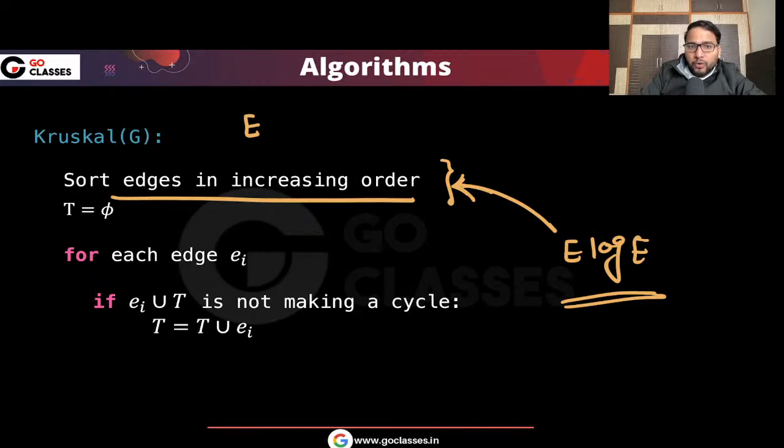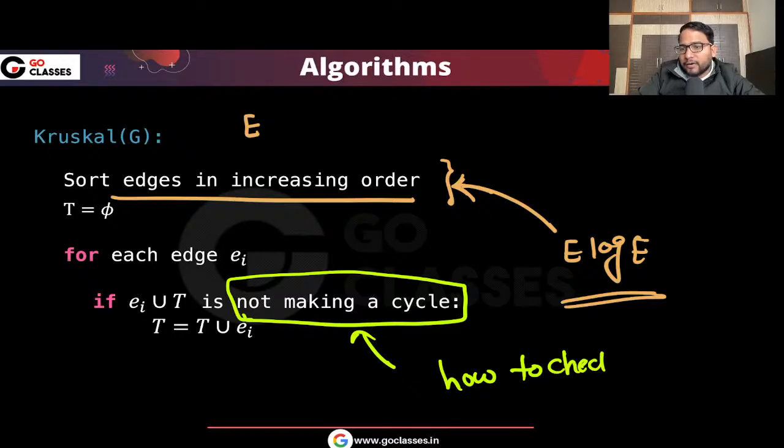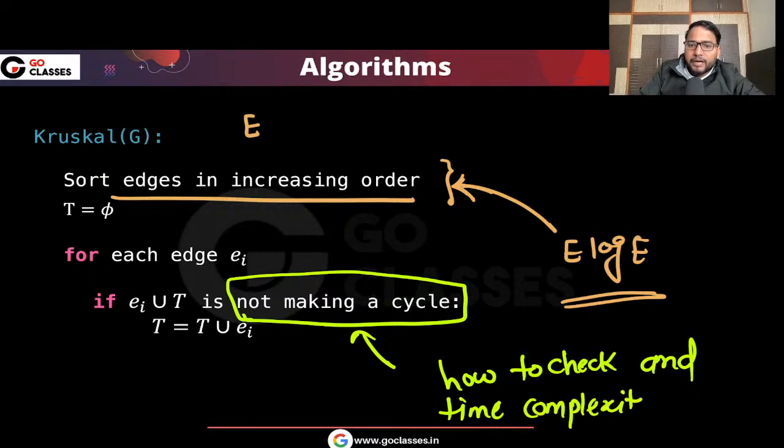And then what do you do? Then you will pick the edges in that order, and you check whether including that edge in the MST is not making a cycle. If it is not making a cycle, then you will include it. Now the only crux here is how to check whether it is not making a cycle, and what is the time complexity of this? Can anyone tell me how to check and what the time complexity is?